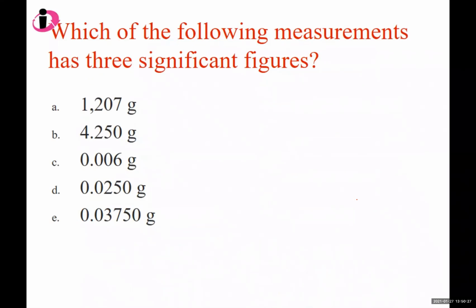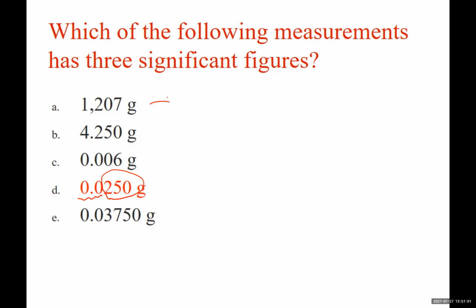All right, guys, what do you think? Which one of these has 3 significant figures? Go ahead. So you see if you got the answer. Does this make sense? 3 significant figures. These are not significant.